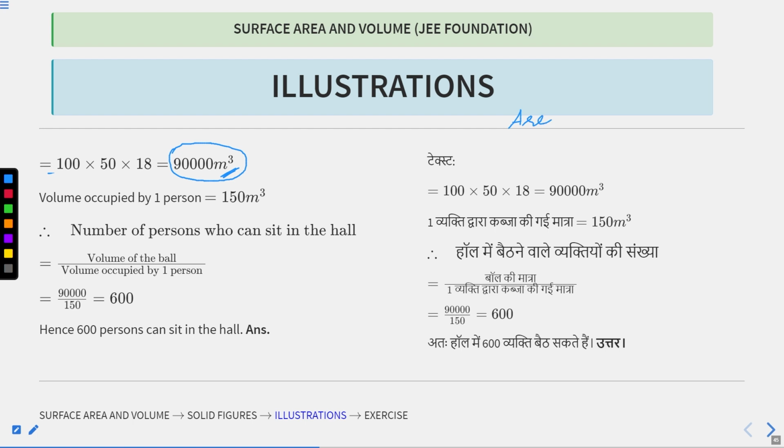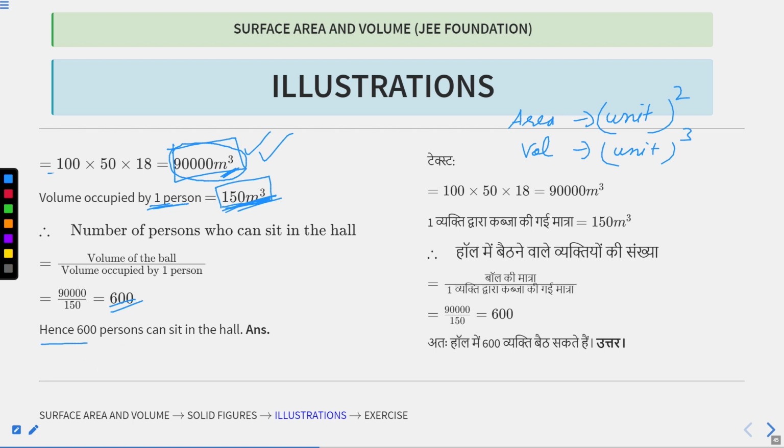Always remember, for area the unit was unit square, and for volume it is unit cube. I hope this is clear. So this much volume of air is present in the hall right now, and we know one person uses 150 meter cube of space. So dividing this number by this number, we can get how many people can sit in the hall. So we get our answer as 600.